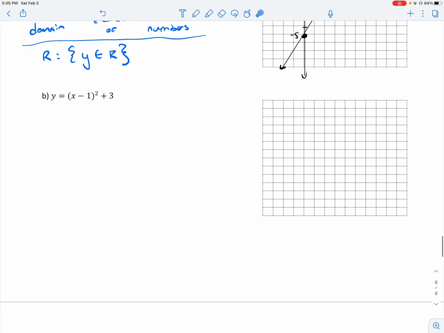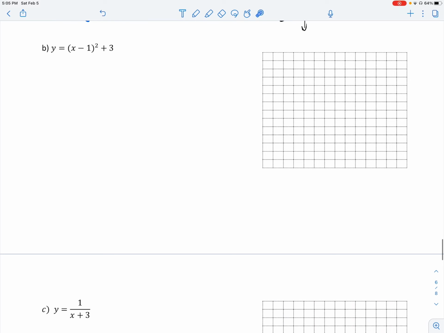Okay, let's move on to the next graph. All right, so this is a quadratic. Okay, and it's actually in vertex form. Okay, so I'm kind of going to review some quadratics right now.